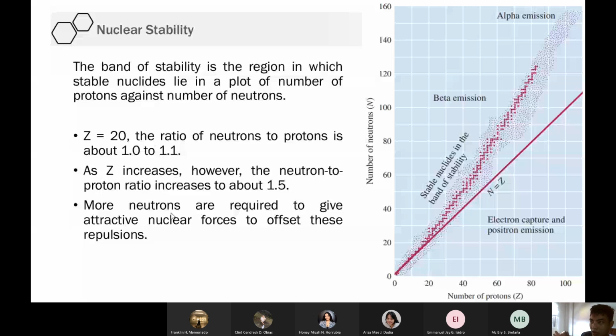So, kapag onti lang yung protons, onting neutrons lang din kailangan. Okay? So, yan. Paki-take note na lang that the trend starts to deviate from ideality at Z equals 20. So, Z is the number of protons. For example, yung calcium, hindi na siya 1 to 1 yung ratio. Okay?